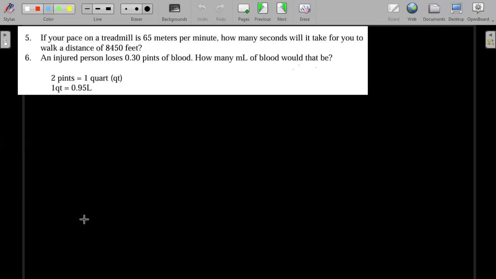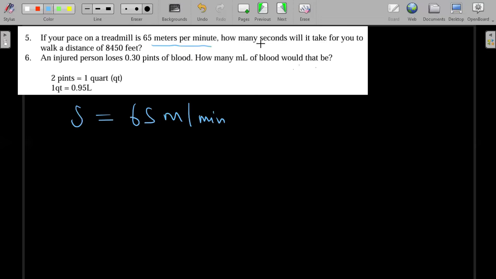So on the cover page, there will be that conversion factor. When you encounter a question talking about that, you can use that conversion factor. For example, here on question 5, they're saying if your pace on a treadmill is 65 meters per minute, that indicates speed. So the speed is 65 meters per minute. This is the speed that has been given here.